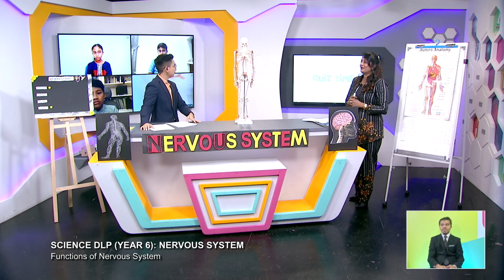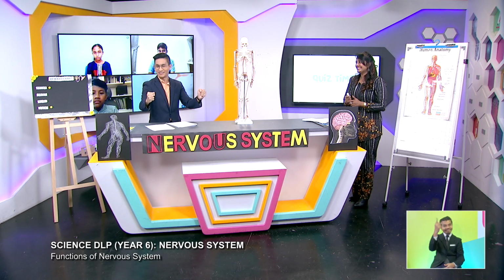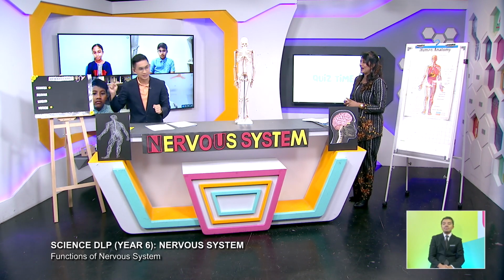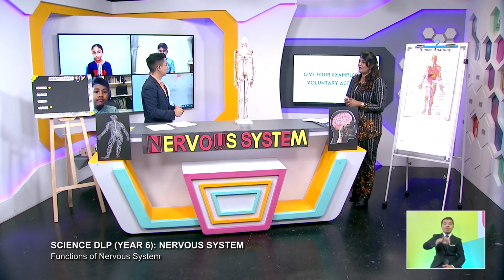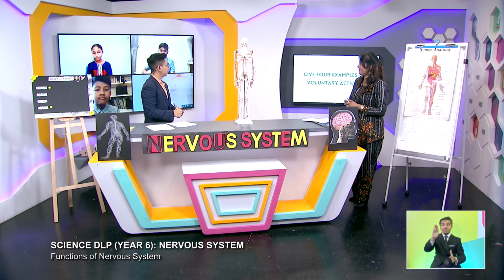Okay, so now quiz time. Putri and Haziq will get their chances to get their smiley faces. So my question is, give me 4 examples of voluntary actions. Who wants to try first?